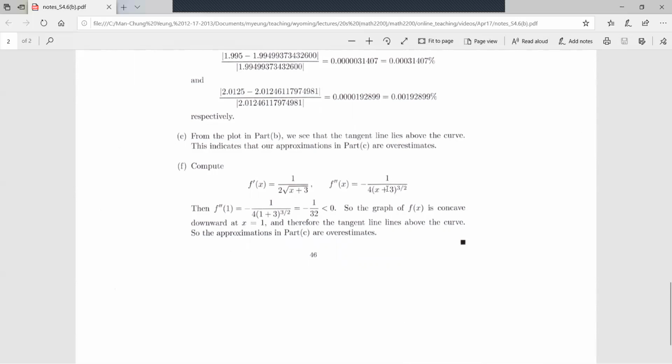Now compute the derivative at 1. So plug in 1 for x here. Then I get the second derivative. It is negative 1/32, less than 0. Recall that the second derivative is about concave up, concave down. Second derivative less than 0 means that the curve, the graph, is concave down at the point 1.